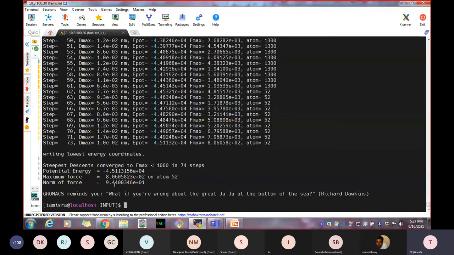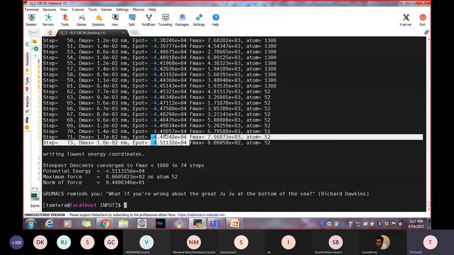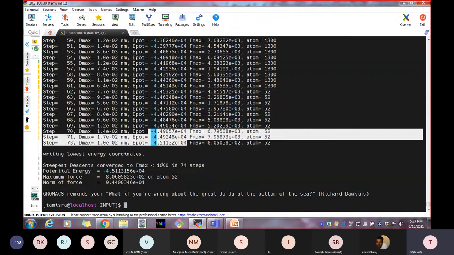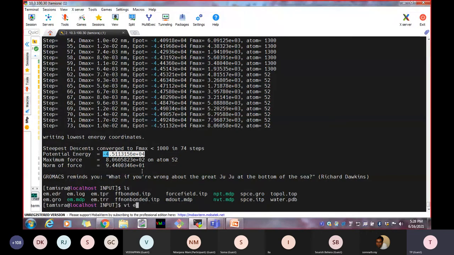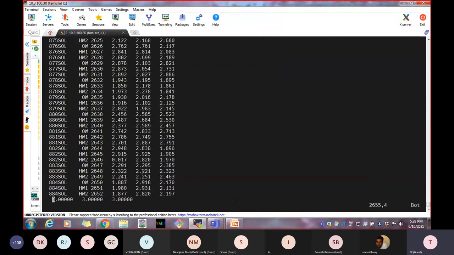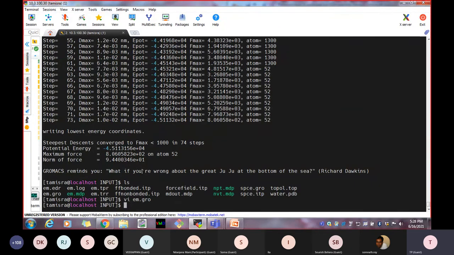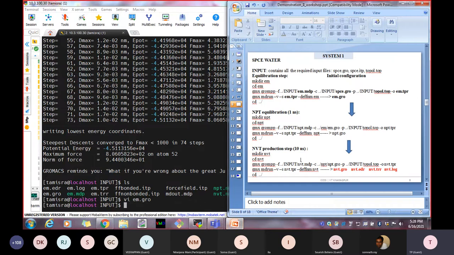The system runs, and the potential energy has almost reached a minimum and is not subsequently changing with the steps. So it has converged within 74 steps, and this is the potential energy, which is negative. And here we have got our energy minimized configuration, which is our EM.gro. Using this step, as we have shown in the slide, we will keep on doing the NVT ensemble.